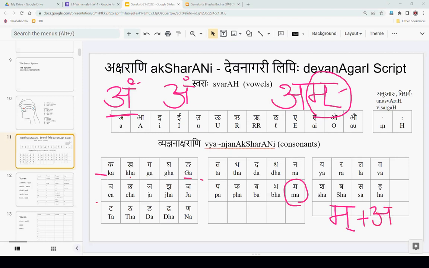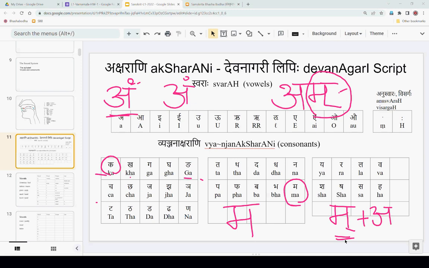All these that we have written here are not actually pure vyanjanam, because a pure vyanjanam cannot be pronounced independently. It needs the help of a swara added to it. It cannot be pronounced on its own. But in writing, in the script, it can be represented. In Devanagari, it is represented with a slant line at the bottom of each symbol. So when we write this ma, it actually contains the vyanjanam part, which is this ma.